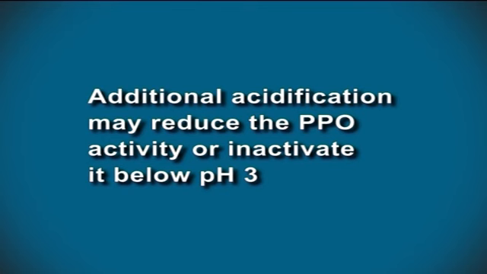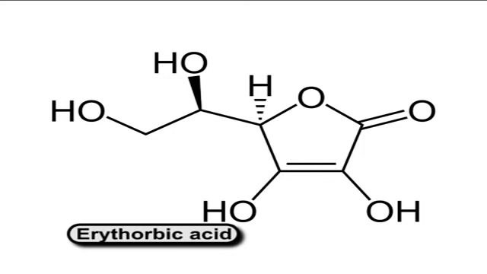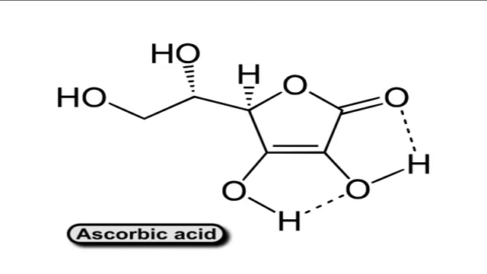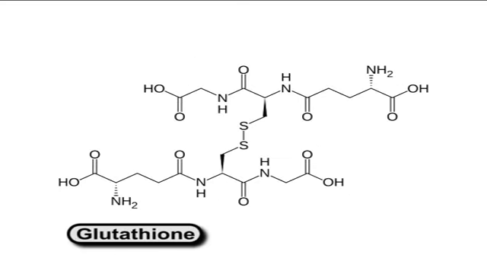Acidifying agents. PPO is sensitive to pH variations. Fruits have a natural acidic environment. Additional acidification may reduce the PPO activity or inactivate it below pH 3. The main acidifying agents used are citric acid, erythorbic acid, ascorbic acid, and glutathione.